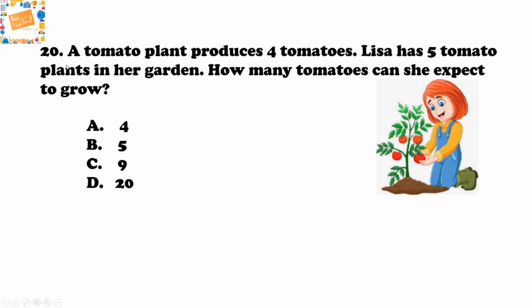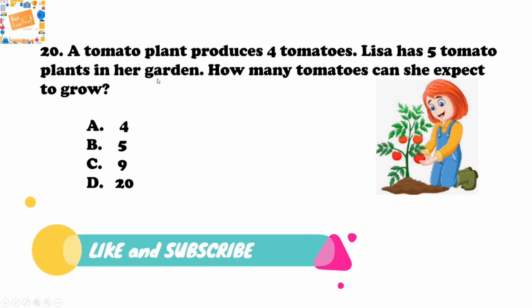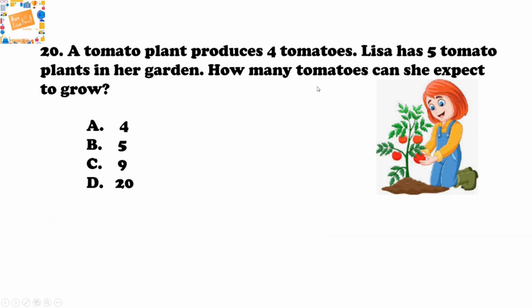Next question. A tomato plant produces 4 tomatoes. Lisa has 5 tomato plants in her garden. How many tomatoes can she expect to grow? Is it option A 4? Is it option B 5? Is it option C 9 or option D 20? Take your pick and I'll start the clock now.